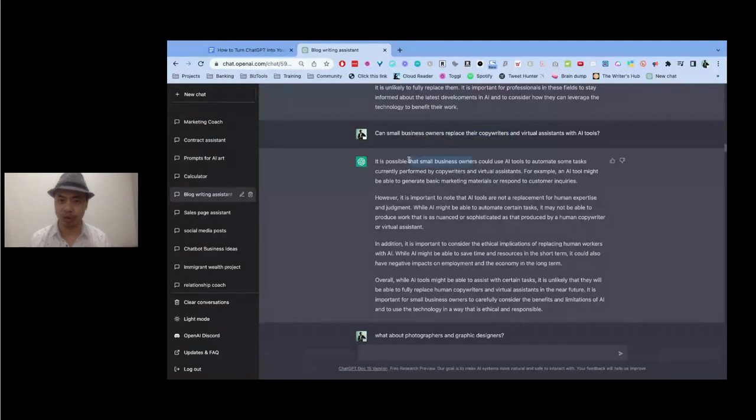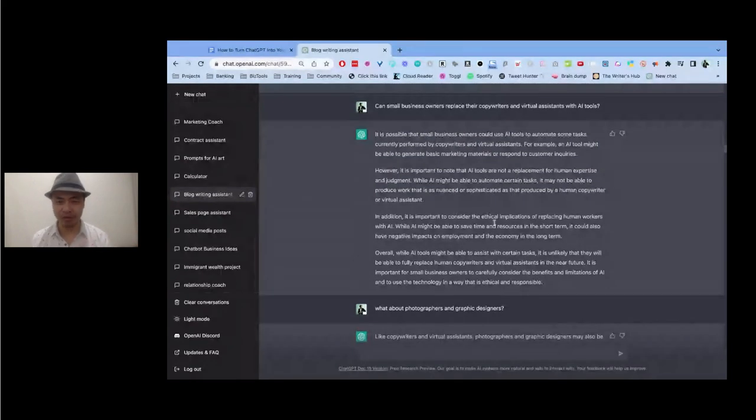So it's basically saying it is possible to automate some tasks currently performed by copywriters and VAs, for example, generating basic marketing materials or responding to customer inquiries. However, it is important to note that AI tools are not a replacement for human expertise and judgment. Specifically, it may not be able to produce work that is as nuanced or sophisticated as that produced by a human copywriter or a virtual assistant. Okay, and so that is really at the crux of the argument, and it's the number one reason why it's not a good idea to replace a copywriter with just an AI tool.